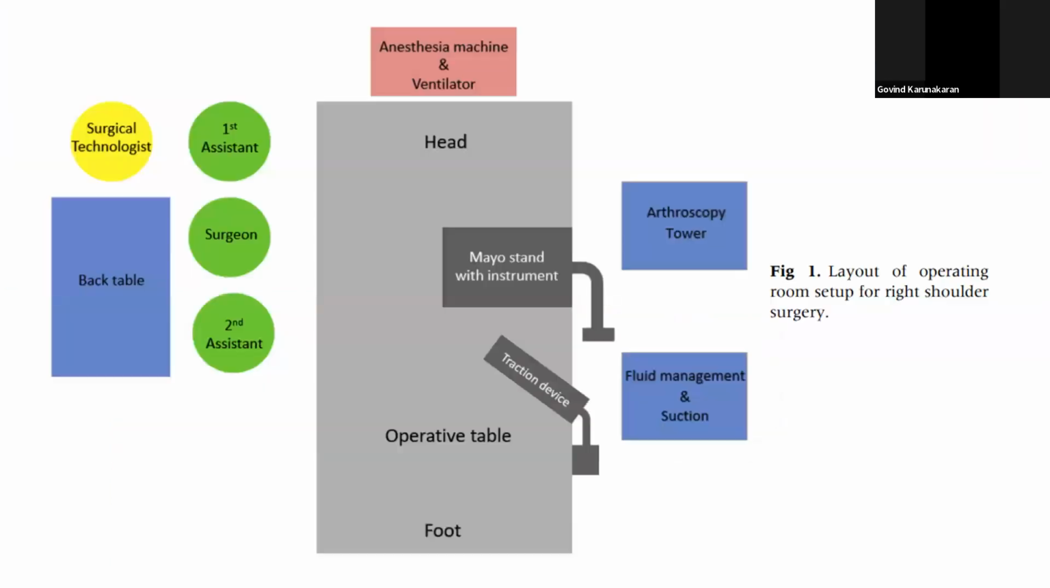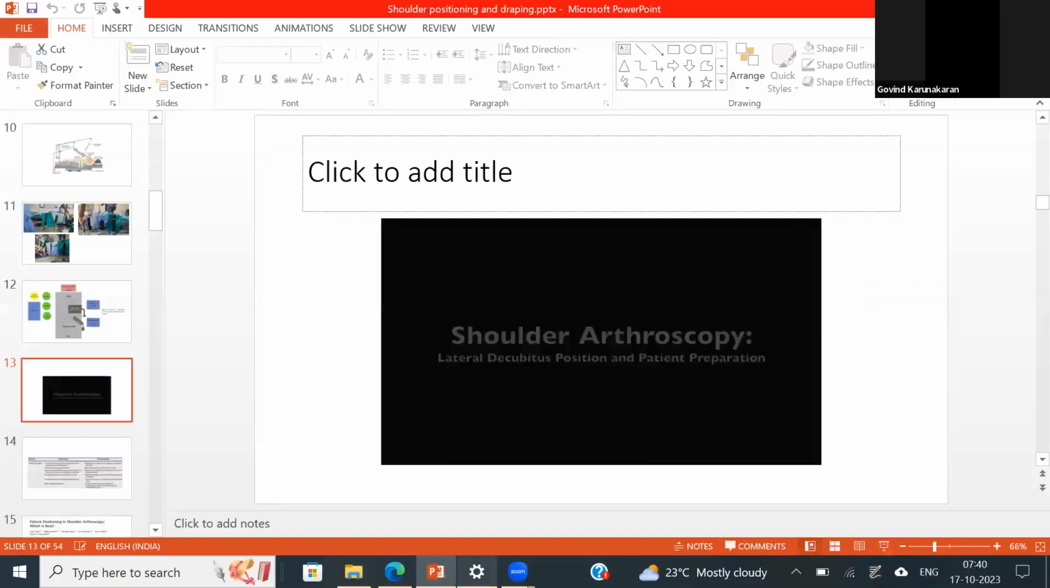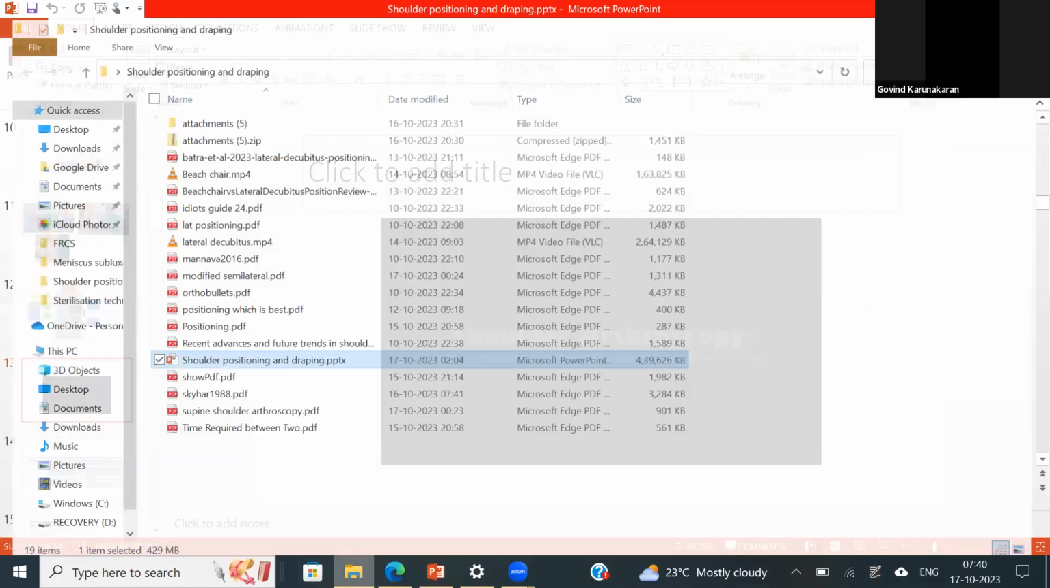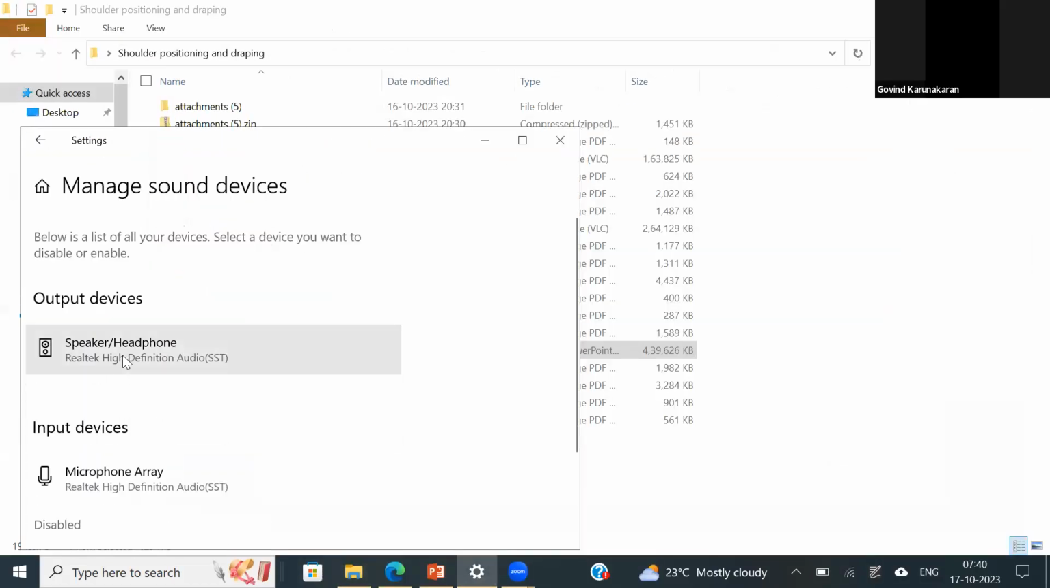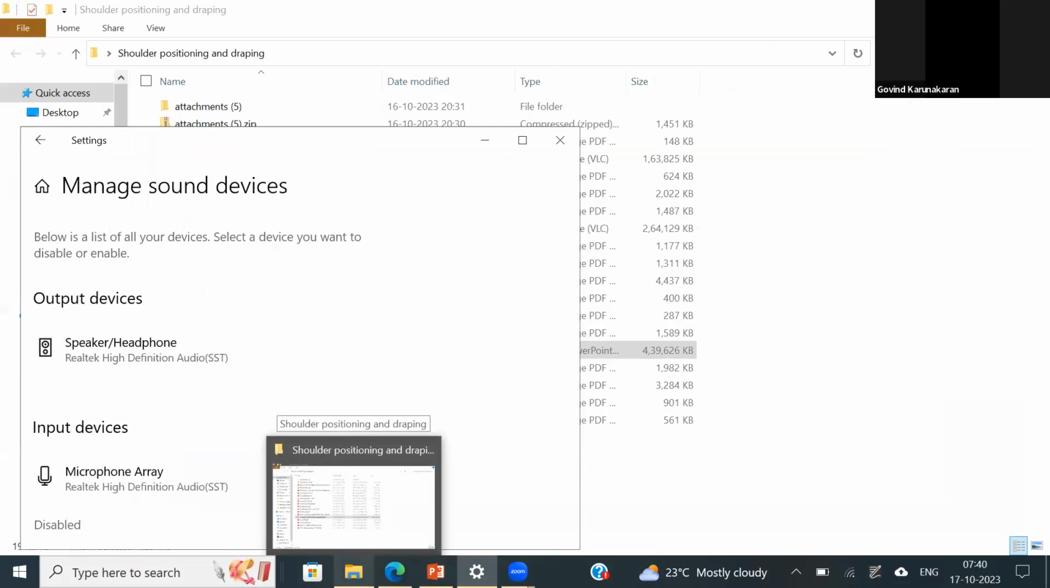And this is the usual orientation of the operation table when we are operating in lateral position, where the surgeon stands on the operating shoulder side, along with the assistants, the surgical technician and the back table. And the arthroscopy tower and the fluid management and suction come from the opposite side along with the traction device. I'll just show a small video of the patient being positioned and draped in the lateral position.